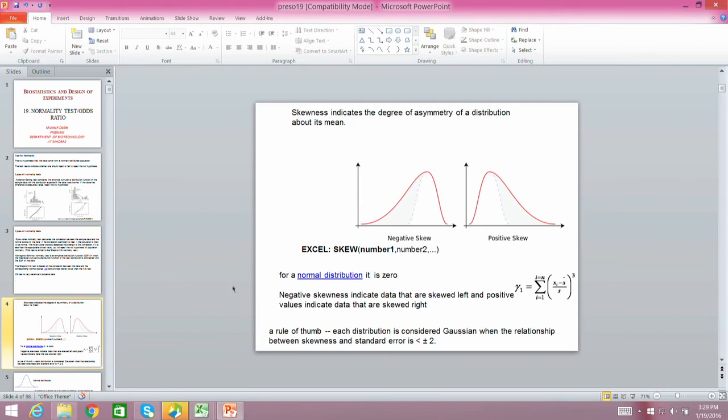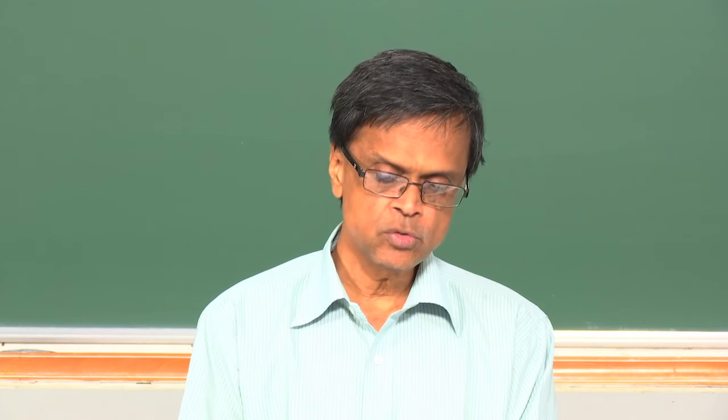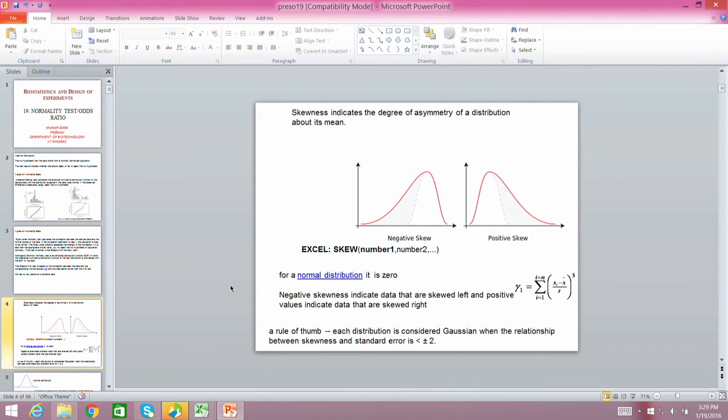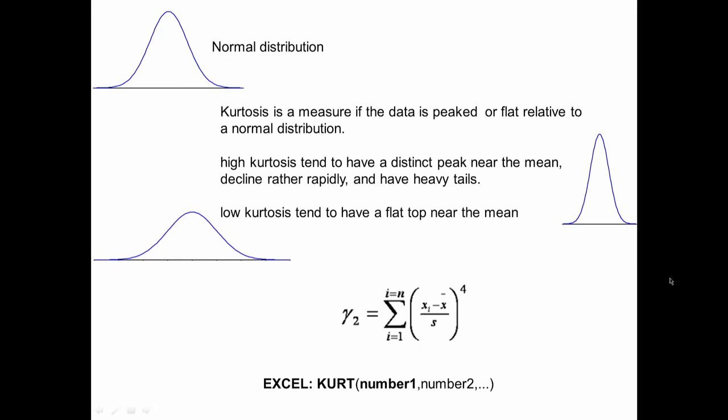Okay. So skewness tells you the shape of the curve. If it is leaning towards the right, that means it is a negative skew. If it is leaning towards the left, that means it is a positive skew, okay. And for a normal distribution, the skewness will be 0. Skewness is called the third moment, and we have another term that is called kurtosis. Kurtosis is a measure of peakedness, okay.